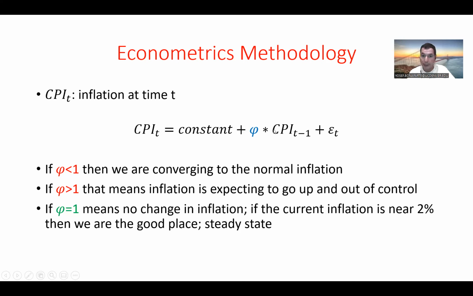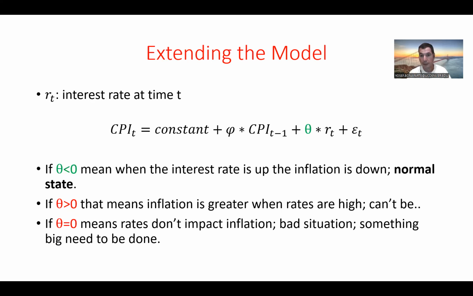When phi equals 1, that means the inflation is steady. 9% today is going to be 9% next month, and always 9%. When phi equals 1 or phi is greater than 1, then the Federal Reserve has to be involved. They have to hike the interest rate. So what does the Federal Reserve do? That's the next model.